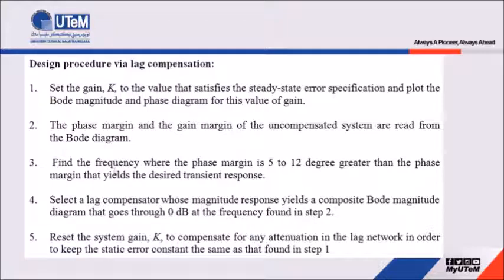Next step, find the frequency where the phase margin is 5 to 12 degrees greater than the phase margin that yields the desired transient response. Next, procedure number 4, select a lag compensator whose magnitude response yields a composite Bode magnitude diagram that goes through 0 dB at the frequency found in step 3. And next, reset the system gain K to compensate for any attenuation in the lag network in order to keep the static error constant the same as that found in step 1.